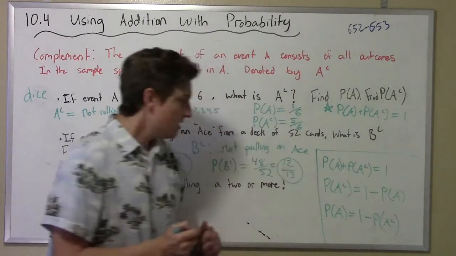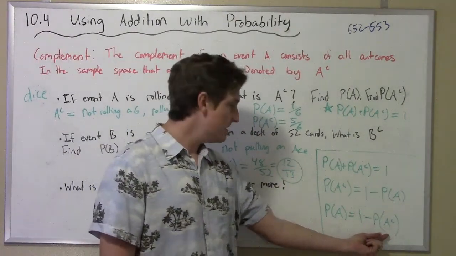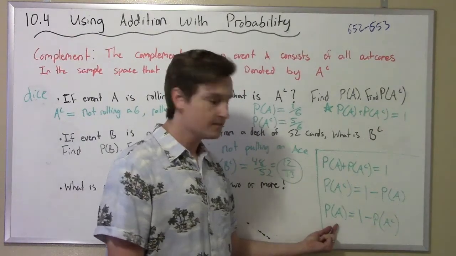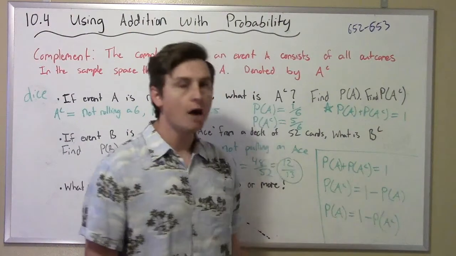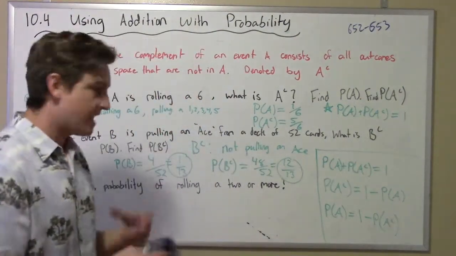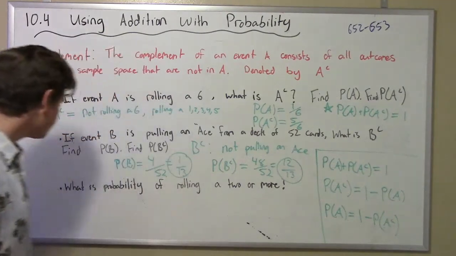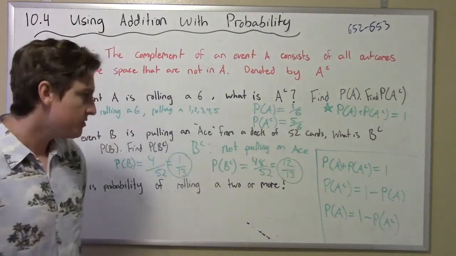Right? So you could say 1 minus the probability of not pulling an ace is going to be the probability of pulling an ace, because they always have to add up to 1. Remember that an event and its complement are always mutually exclusive, which means they can't overlap. Okay. So we use these, what we call counting principles.